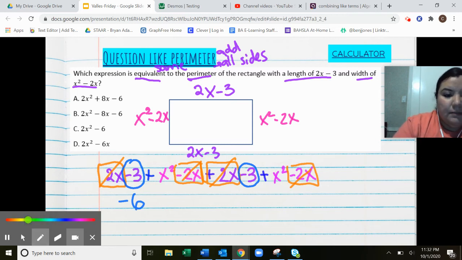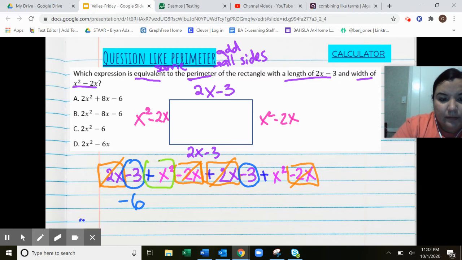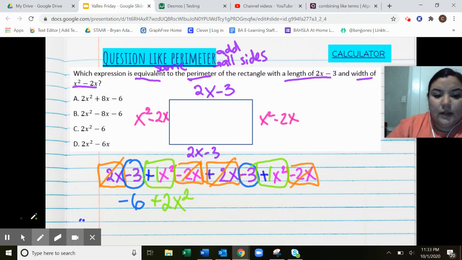For the last step, we have x to the power of 2, and then I only have another x to the power of 2. Let's assume there's a 1 in the front. So 1 plus 1 is 2. That's 2x to the power of 2. Now let's find our answer. So it looks like we only have 2x to the power of 2 minus 6.